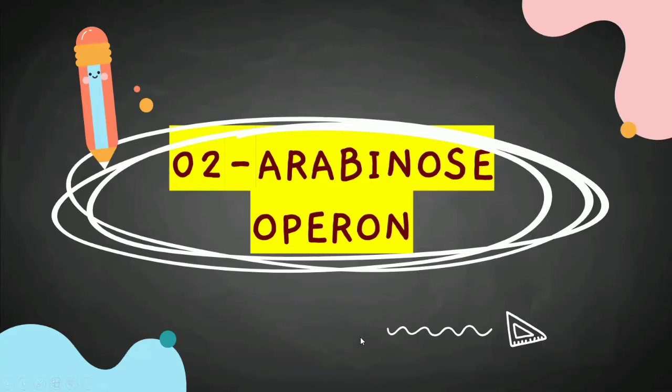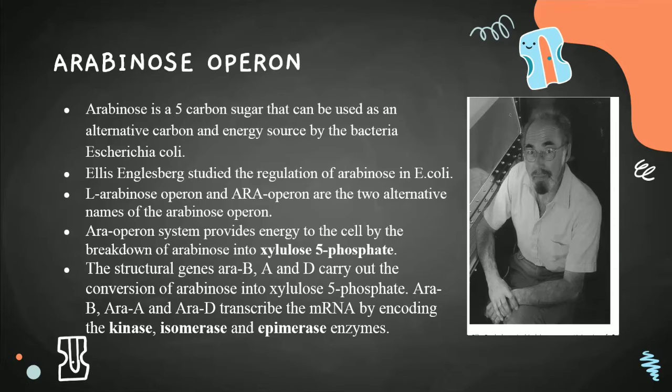Next is the Arabinose Operon. Before we get to know what is Arabinose Operon, let's see what is arabinose. Arabinose is a 5-carbon sugar that can be used as an alternative carbon source for energy production in the bacteria E. coli. The regulation of arabinose was studied by Ellis Englesberg. He was the one who studied the regulation of Arabinose operon in E. coli. This Arabinose operon has various alternative names like L-arabinose operon, ARA operon, all of these.